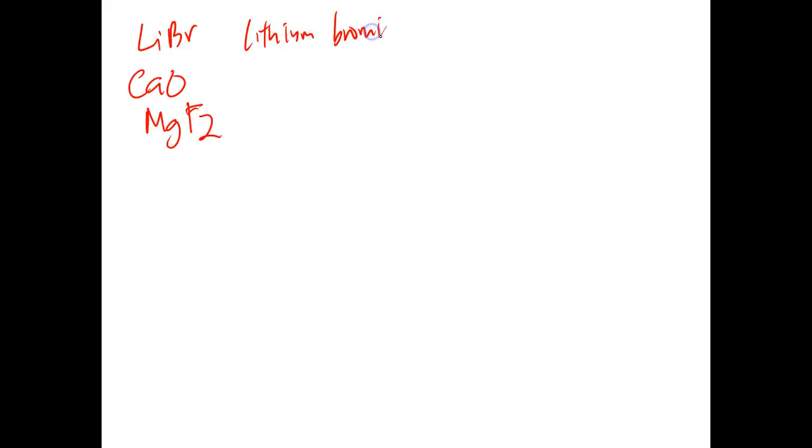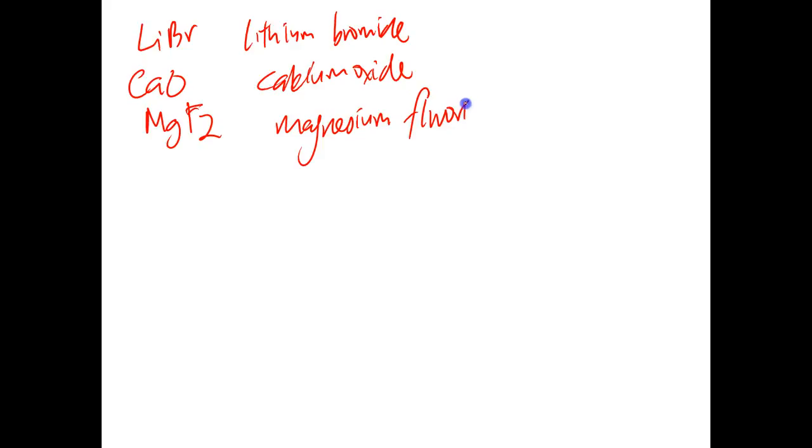So for checkpoint 1, you're supposed to draw the dot and cross diagram for lithium bromide, LiBr, calcium oxide, and MgF2. Okay, this is lithium bromide. This is calcium oxide. And this is magnesium fluoride. Are the names important? Yes, they are. So as we go along the way, please try to make a mental note of how I name the compounds.